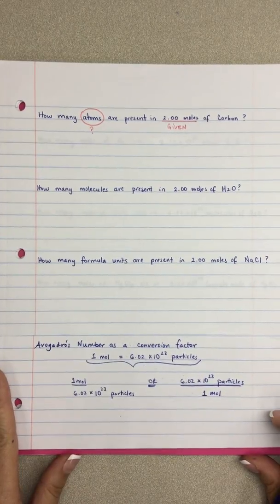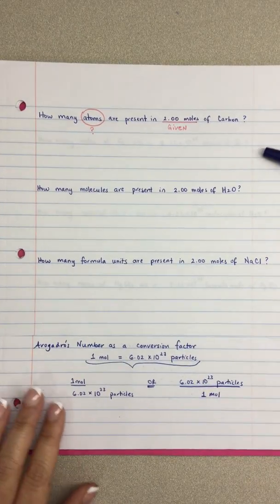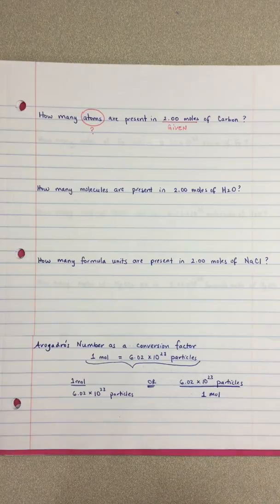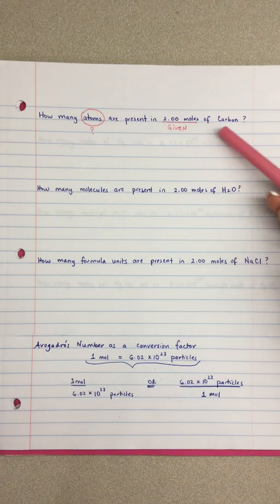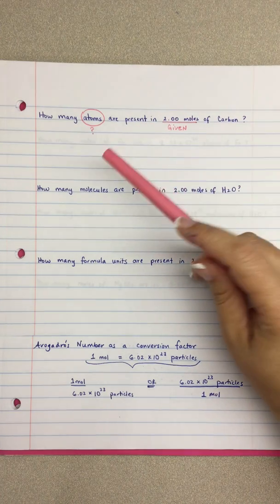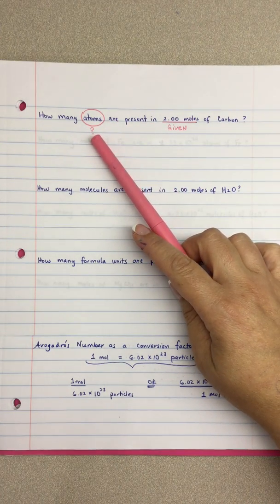So I have here 3 examples where we're going to use Avogadro's number as a conversion factor. So in the first one, you're given number of moles of carbon and you're trying to find out the number of atoms that you have.